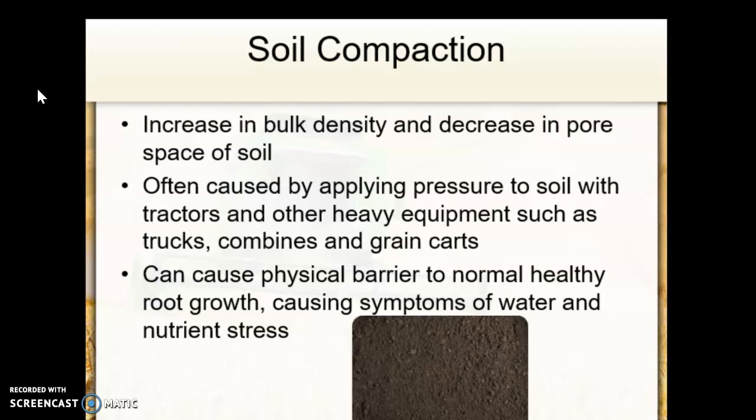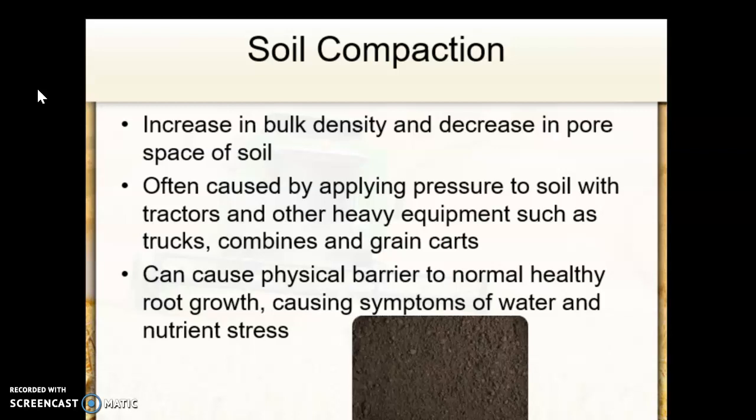A given section of soil should consist of roughly 45% mineral matter, the actual dirt, 5% organic matter, which is dead or decaying plants, 25% air, and 25% water.